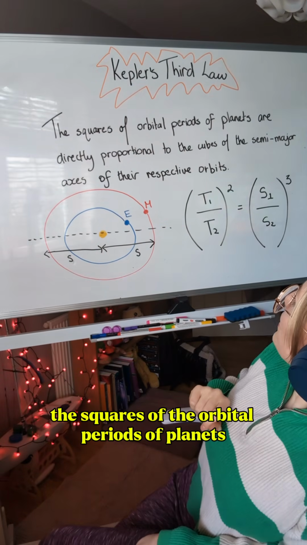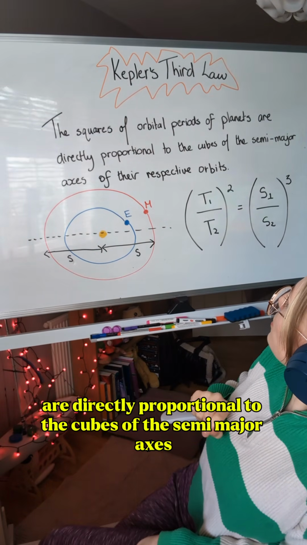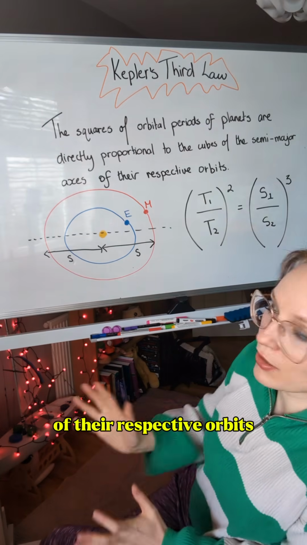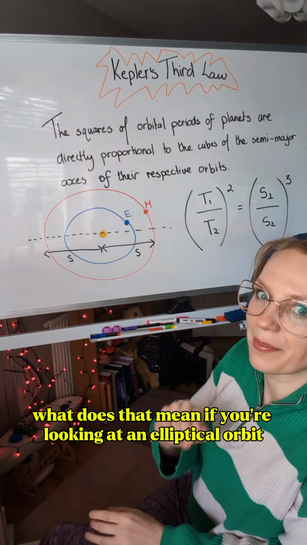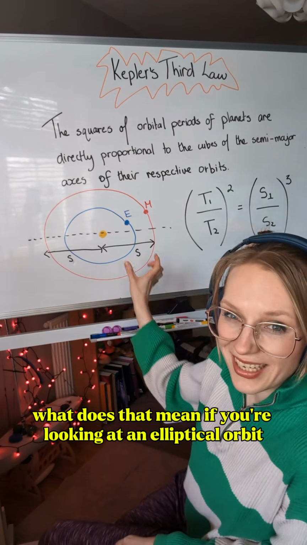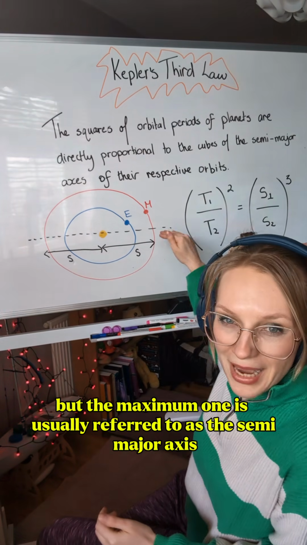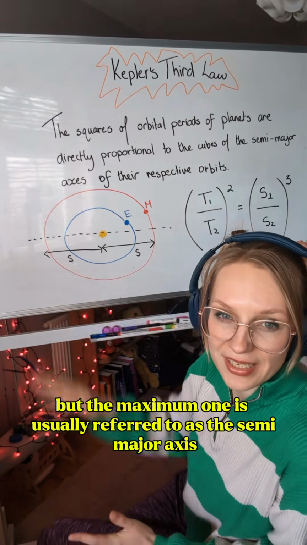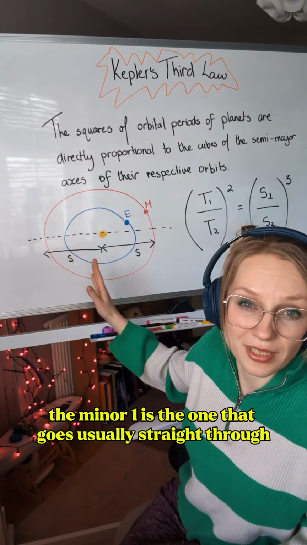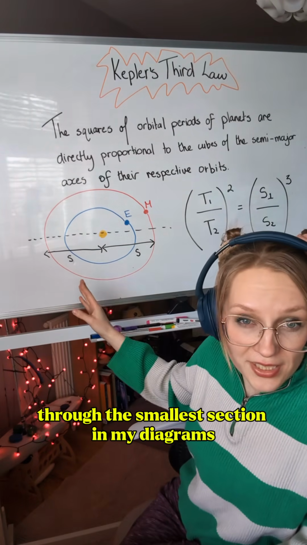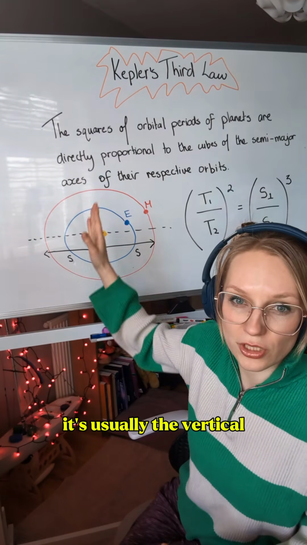The squares of the orbital periods of planets are directly proportional to the cubes of the semi-major axis of their respective orbits. What does that mean? If you're looking at an elliptical orbit, the radius of the orbit changes at every moment in time, but the maximum one is usually referred to as the semi-major axis. The minor one is the one that goes usually straight through the smallest section. In my diagrams, it's usually the vertical.